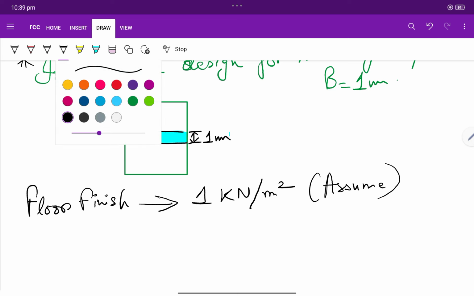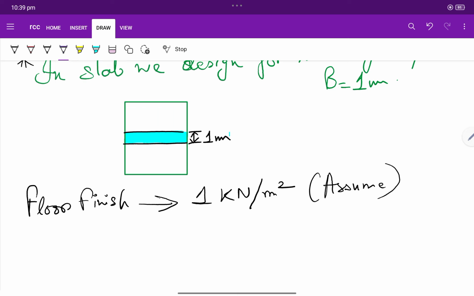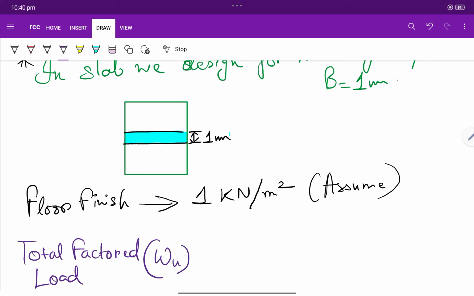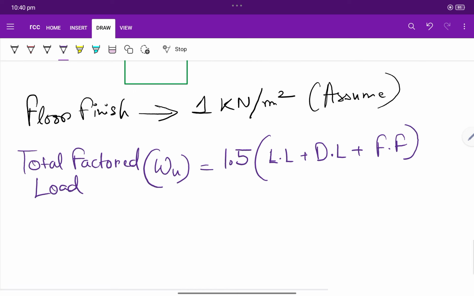What is the next step? The next step is the total factored load calculation. We can call it WU also. We know that for factored load we multiply by 1.5. So it is 1.5 times LL, the live load, plus DL, the dead load, plus FF, the floor finish. So we will get the total factored load. Now we will see step 5.